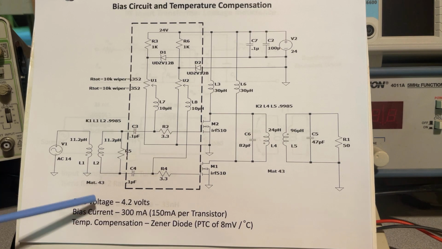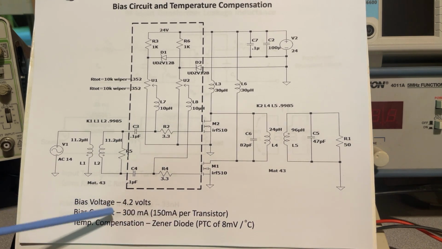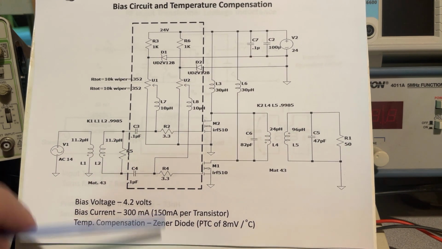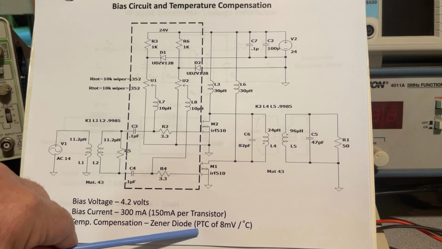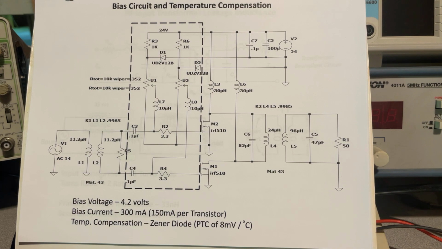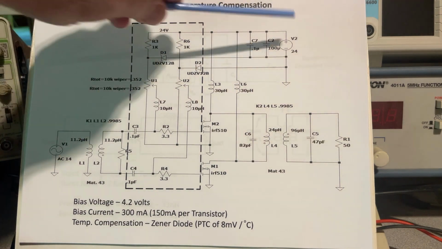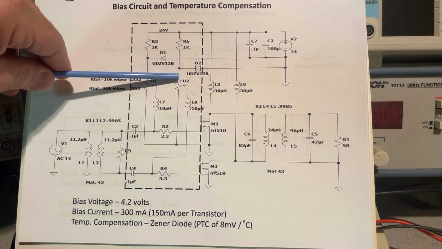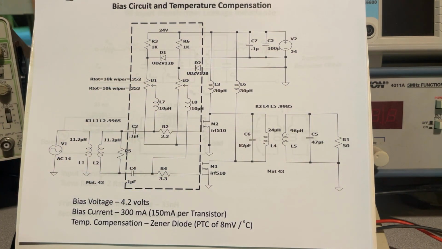So the biasing I'm using is 4.2 volts. That gives me about 300 milliamps of bias, and that will vary as temperature goes up and down. And for temperature compensation, I'm using 2 Zener diodes, which have a positive temperature coefficient of 8 millivolts per degrees C to compensate for changes in temperature. And the Zener diodes also, these are 12 volt Zeners, so they regulate the 24 volts down to 12 volts and then provide some temperature compensation as well. So let's go through this.